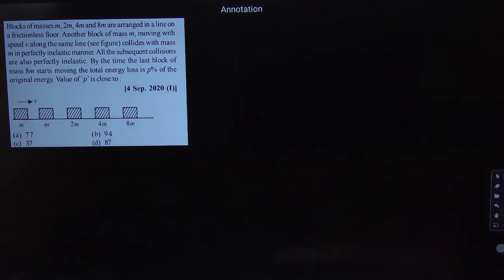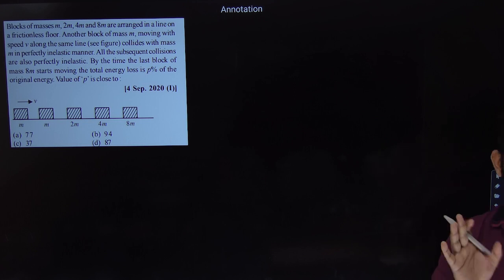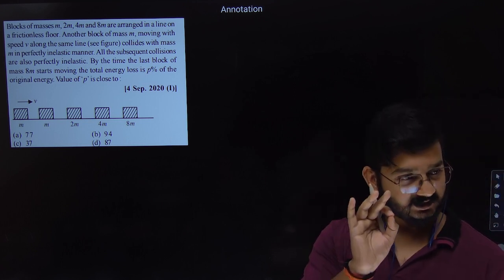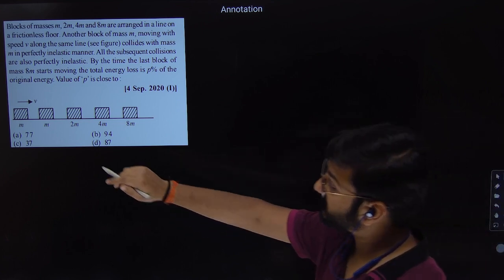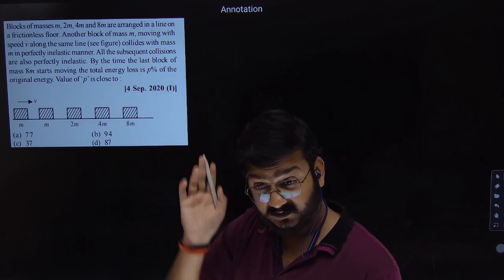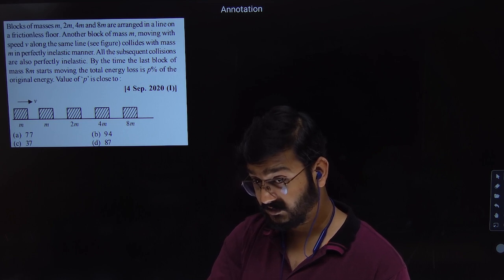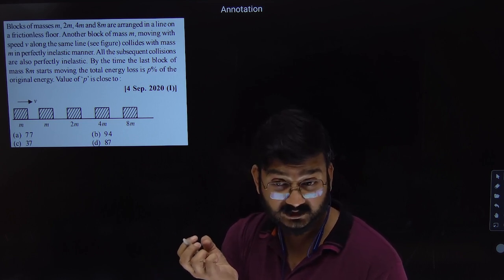Read. What are they asking? What is the total loss of kinetic energy? Why will the kinetic energy be lost? If kinetic energy is lost, you only think what type of collision? Inelastic. And if you read the question, they are telling us it is perfectly inelastic. It means after every collision, the objects will start moving together.